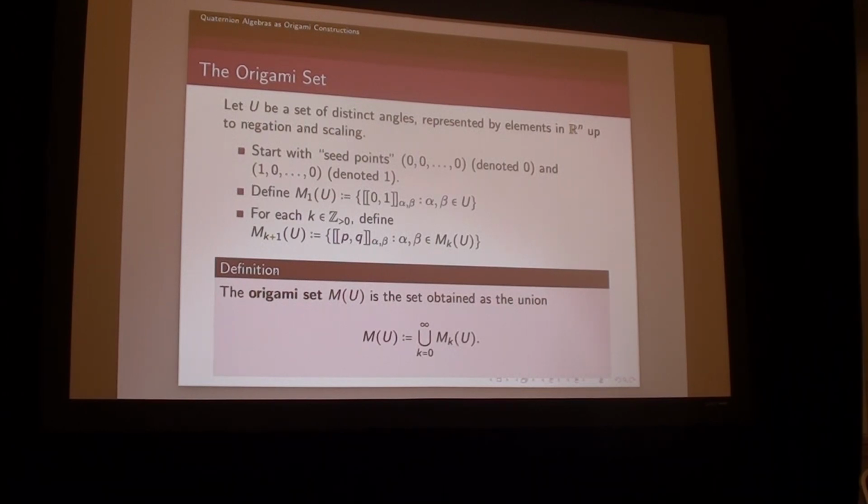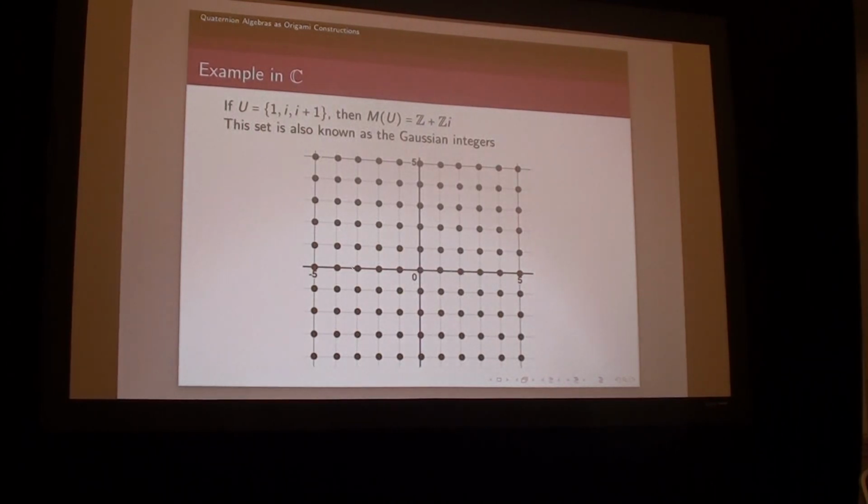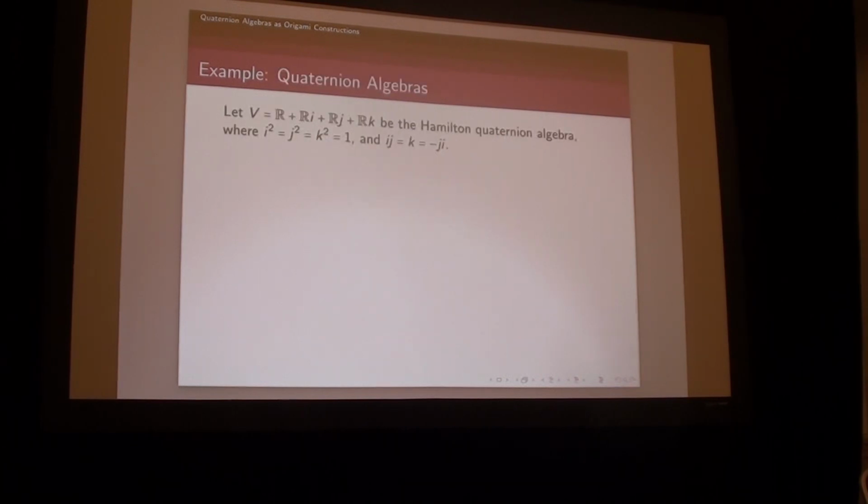Okay, so what I'm going to do now is show you an example. This is the example you saw before, the Gaussian integers, and this is our set U of allowed angles. But we can also create some Quaternion orders in here, so that's nice. So let's take our Hamilton Quaternion algebra, and let our set of angles be 1, i minus 1, j minus 1, and k minus 1.